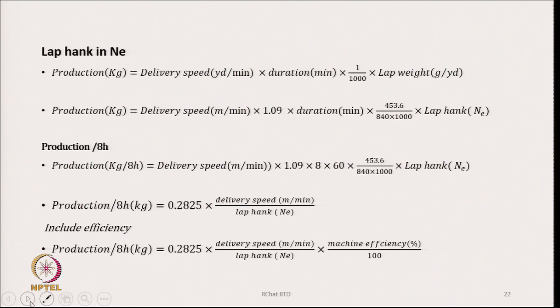And in the production we want to know when the lap hank is given in Ne, because generally the practice in the industry is to express the lap hank in Ne, that is English count. In that case, production is going to be delivery speed in yards per minute, duration, lap weight in gram per yard. So, everything changes now from meters to yards per minute.